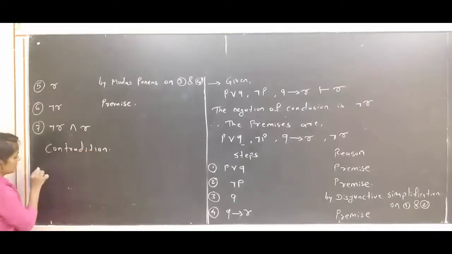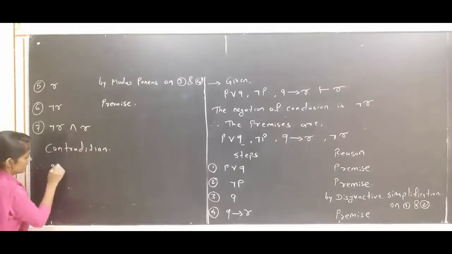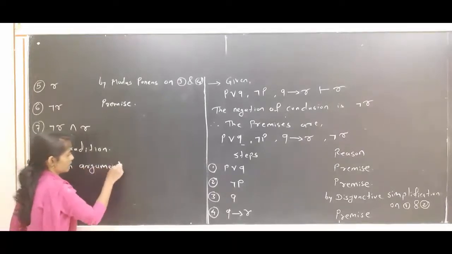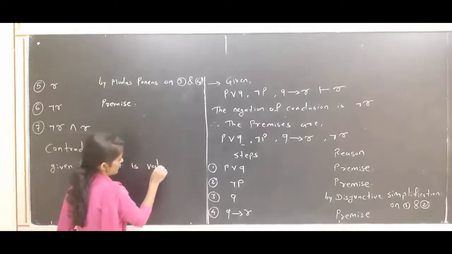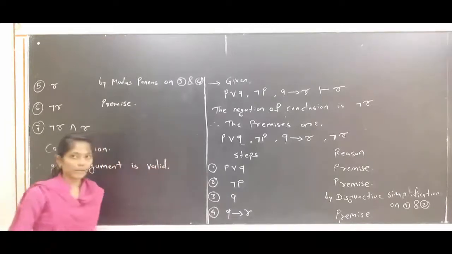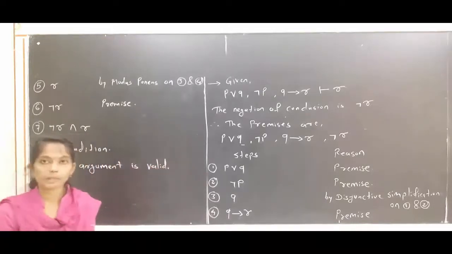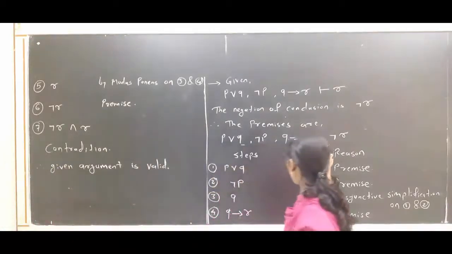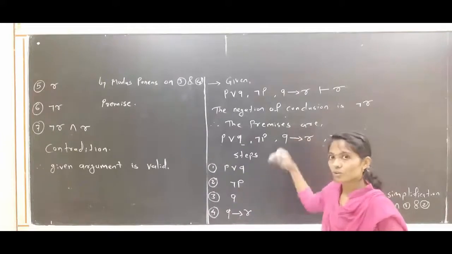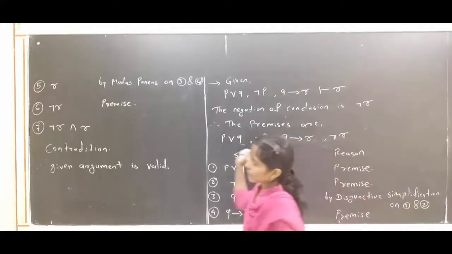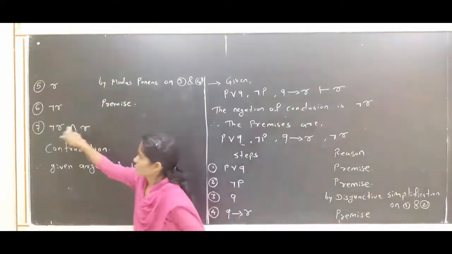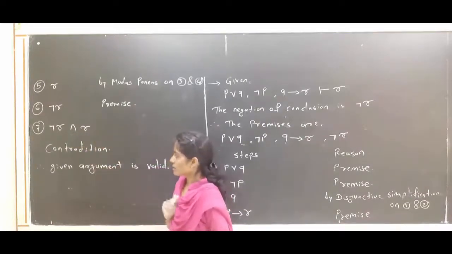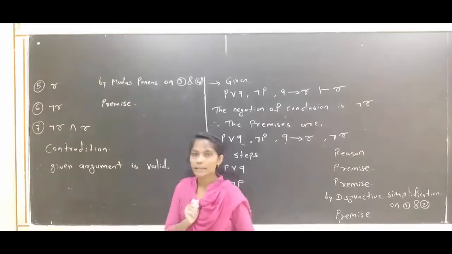Therefore, the given argument is valid. We take the negation of the conclusion as an additional premise, and after taking the additional premise, we apply some rules of inference and we get the contradiction. Negation R and R, we get the contradiction. Hence the given argument is valid. Get it?